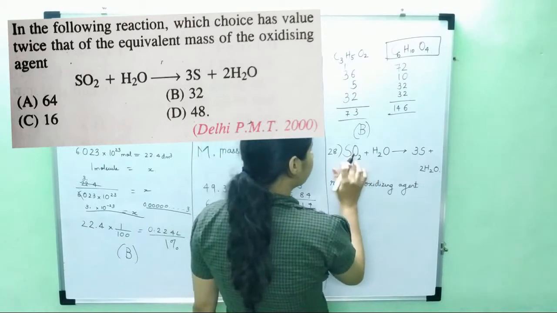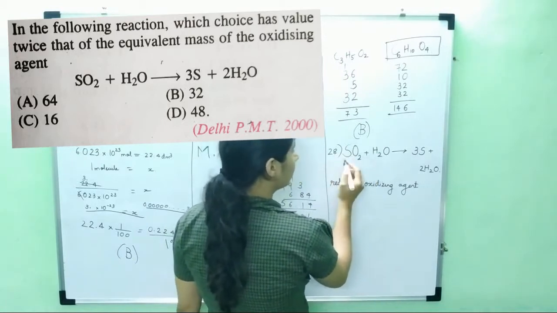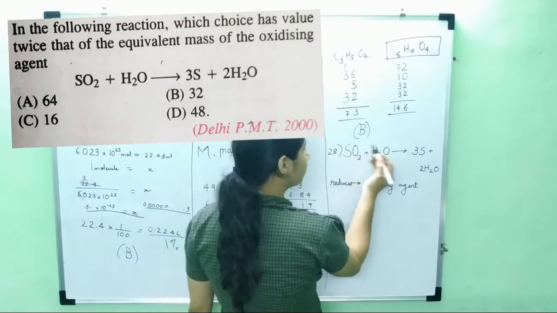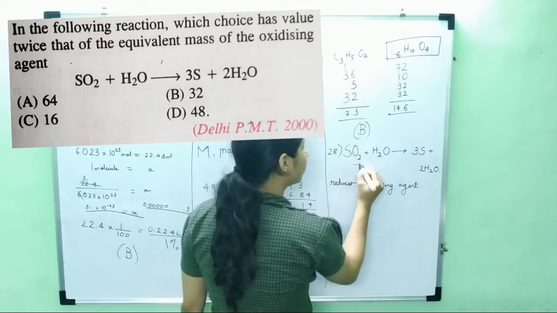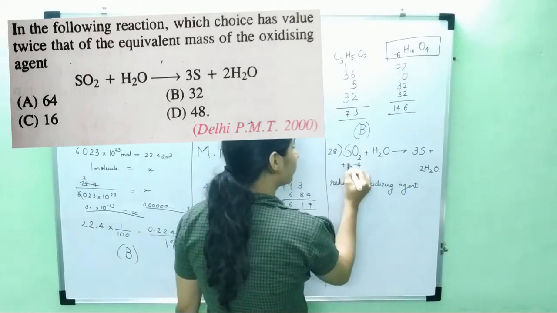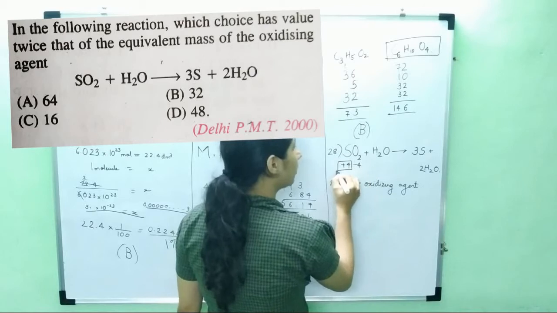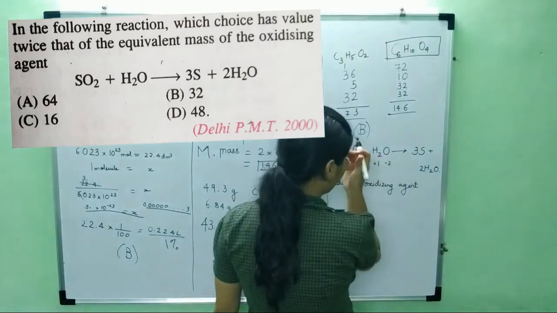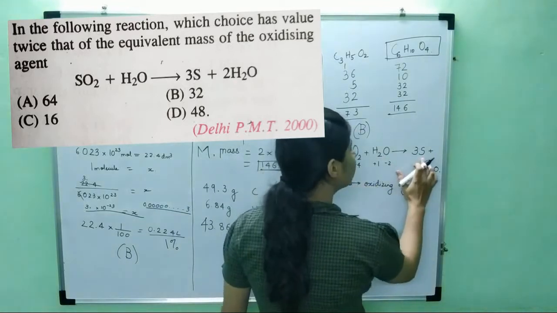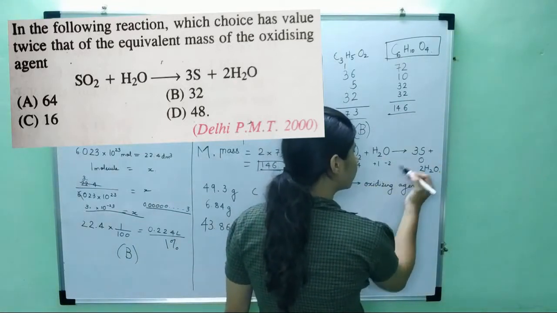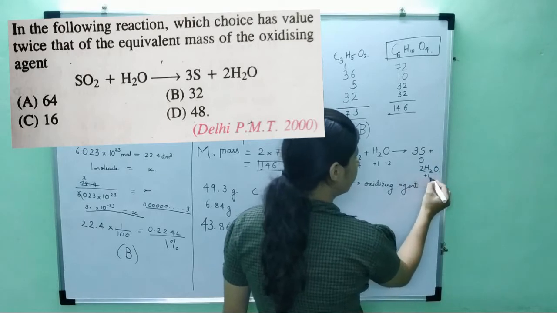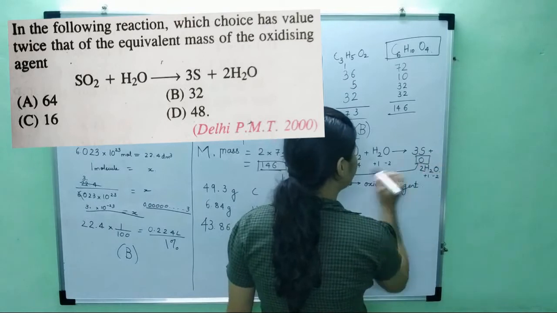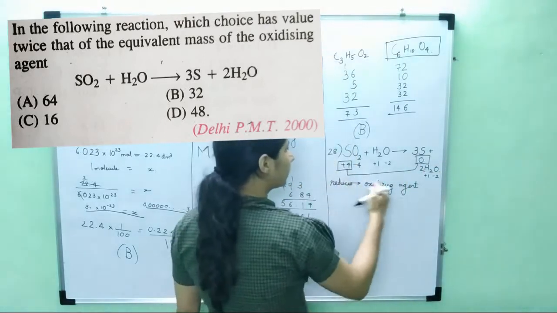Now here, if I see the sulfur, what is the oxidation state? Oxygen is -2, so 2 oxygens would be -4. So sulfur is +4. Here H+ is +1, and in water oxygen is -2. Here sulfur is in the elemental state, so the oxidation state is 0. So you see from +4, it has gone to 0. So there is a reduction.